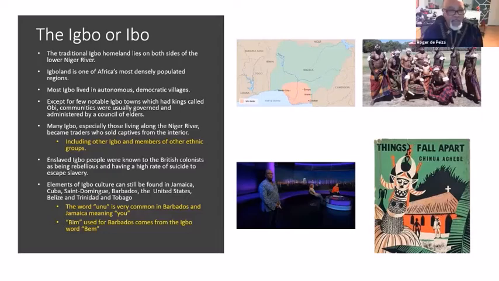Enslaved Igbo people were known to be rebellious and have a high suicide rate. You could still find elements of them in Jamaica, Cuba, Saint-Domingue, which is now Haiti, well, Santo Domingo, this is what they were called, Barbados, the US, Belize, and Trinidad and Tobago.